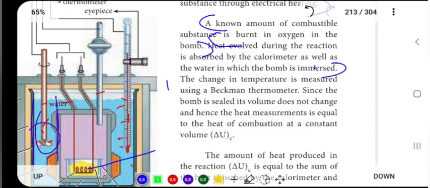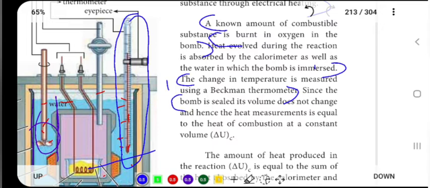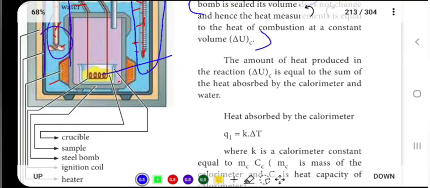The change in temperature is measured. This is the thermometer, where we can see the changes, measured using a Beckman thermometer. Since the bomb is sealed, its volume does not change, and hence the heat measurement is equal to the heat of combustion at constant volume, delta U C. There is no change in volume from initial to final.